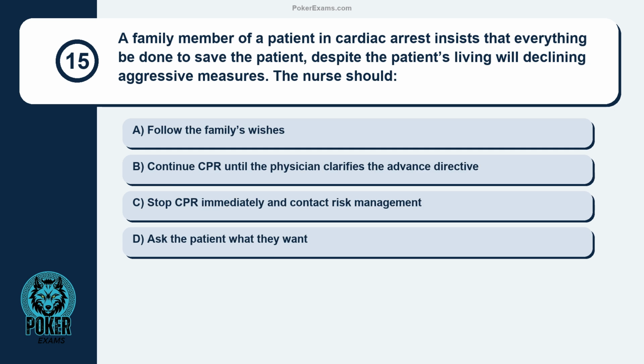Question 15. A family member of a patient in cardiac arrest insists that everything be done to save the patient, despite the patient's living will declining aggressive measures. The nurse should follow the family's wishes, continue CPR until the physician clarifies the advance directive, stop CPR immediately and contact risk management, ask the patient what they want.